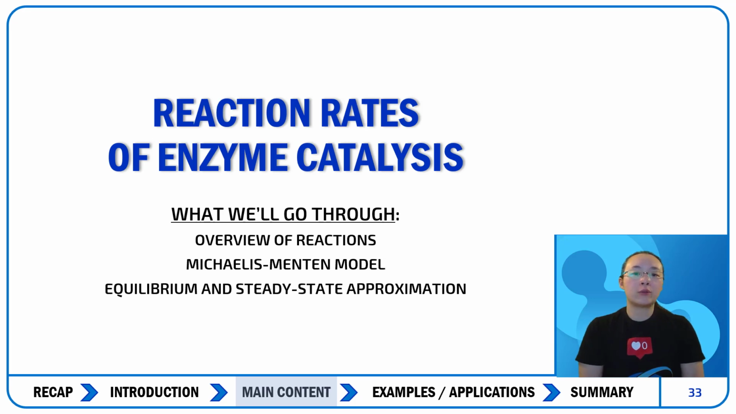So we now want to go through the main part of this lecture, which has to do with reaction rates of enzyme catalysis. So this is a pretty short chapter because you've probably learned all of this before. But we're going to go through an overview of different reactions, the Michaelis-Menten model, which is the most important model for this whole chapter, and some equilibrium and steady state approximations.